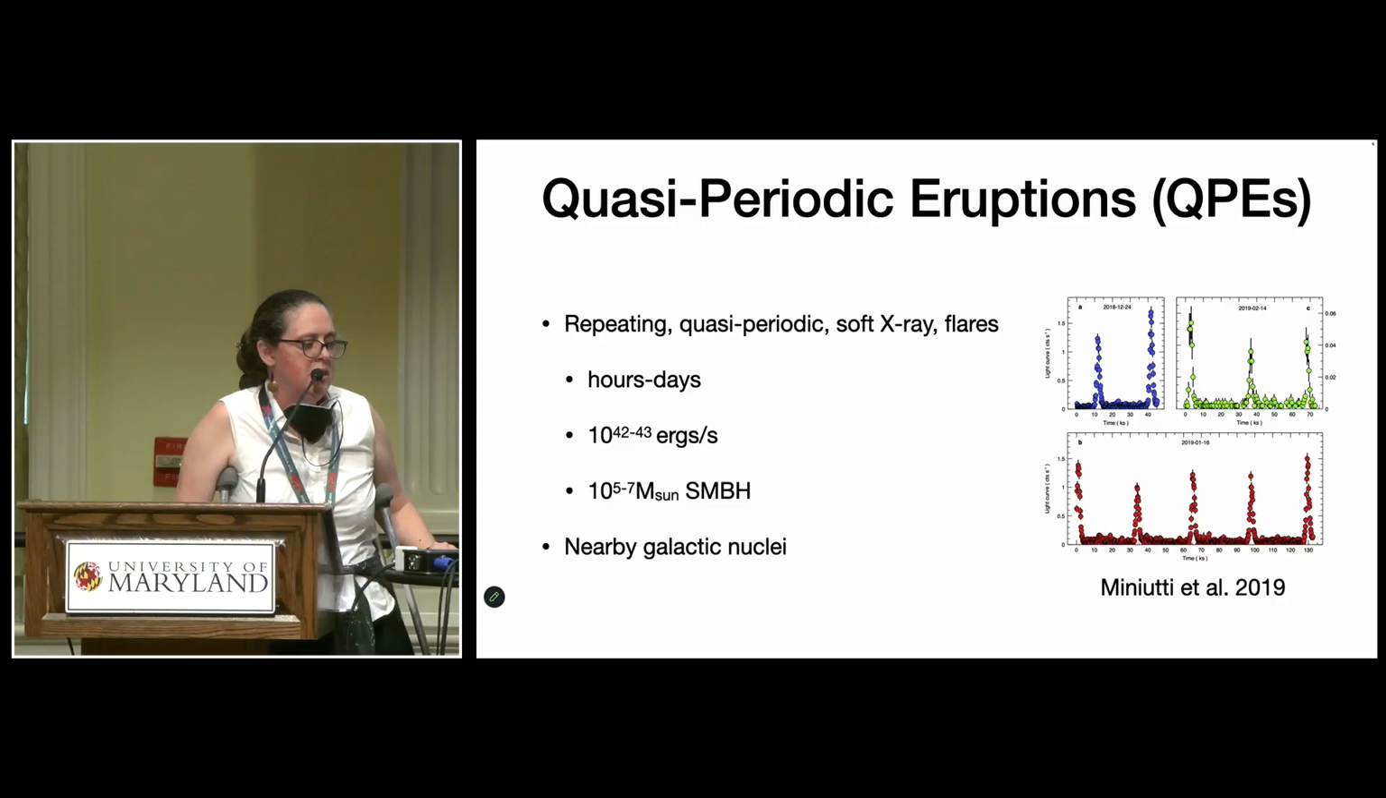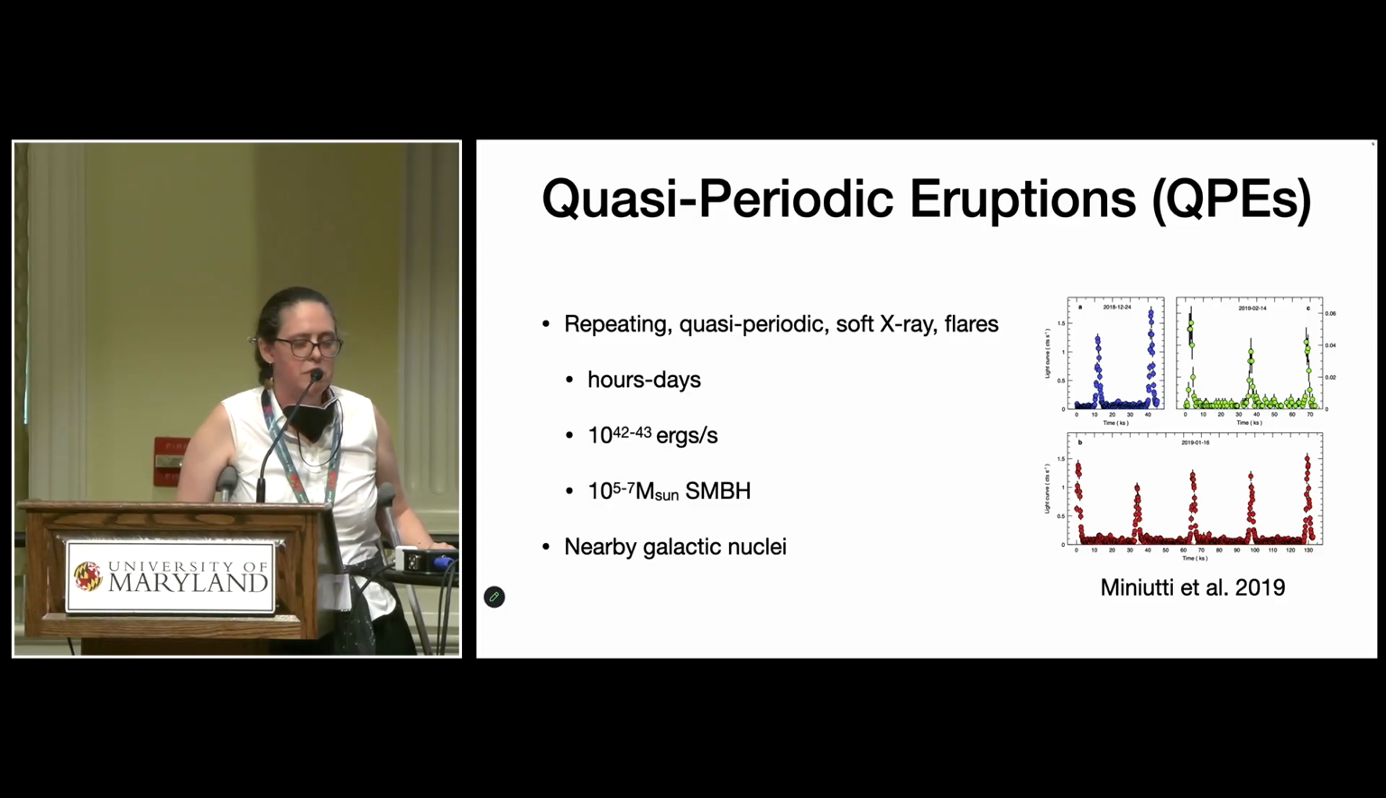And so this brings me to this new phenomenon, quasi-periodic eruptions. You can see the plot of the first discovered one from 2019. What you're looking at is a light curve in the X-ray. These are repeating flares, quasi-periodic. They show up in the soft X-ray. Their repeat periods are on the order of hours to days.